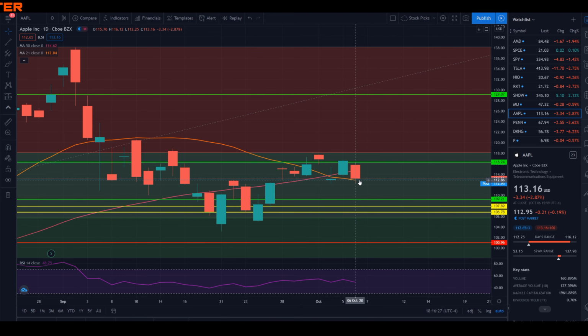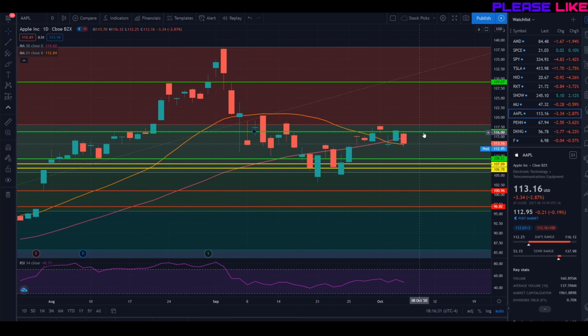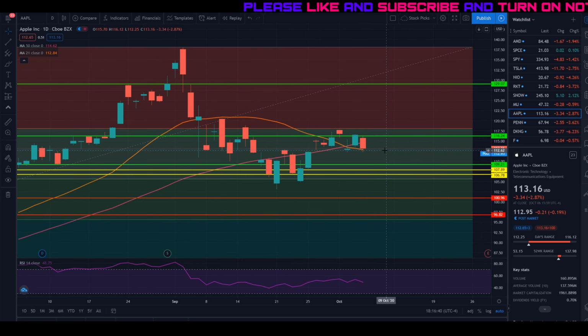I am looking for a little bit of a bounce because if I zoom out here, this area of resistance is at about 116. This area of support is probably going to be about 112, 113. So we'll see what happens with Apple in the coming trading days.